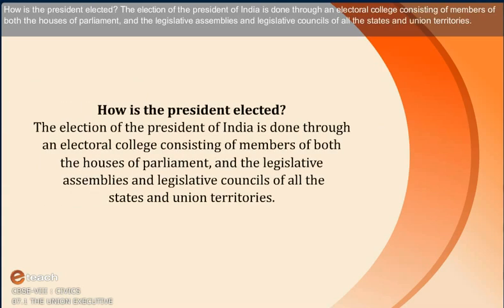How is the President elected? The election of the President of India is done through an electoral college consisting of members of both the Houses of Parliament and the legislative assemblies and Legislative Councils of all the states and union territories.